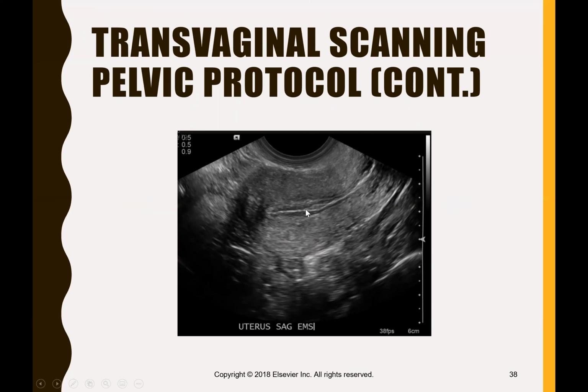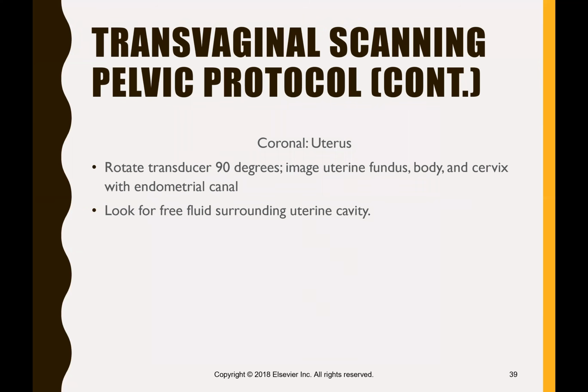There's one more image. If you can see the endometrium, it looks like that three-line sign. Do you guys remember what phase that is? That's proliferative phase. Then coronal or transverse. Technically it's coronal, but we usually just say transverse. So just remember it as transverse uterus.